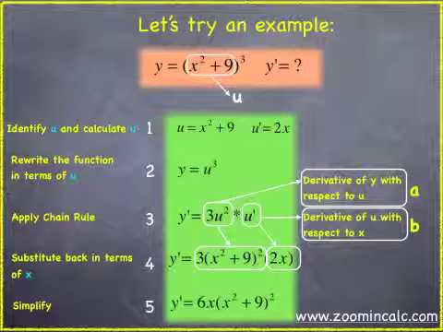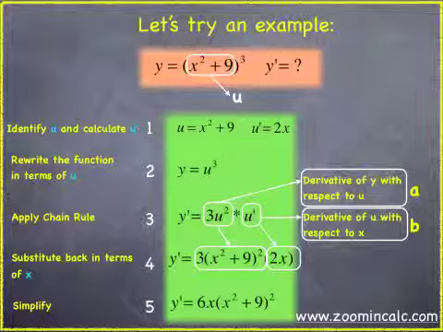So our u is x squared plus 9. Now the minute you know what u is, I suggest you calculate u prime right away. U prime is just the derivative of u. And in our case, the derivative of x squared plus 9 using basic power rule would give you 2x. In step 2, we're going to actually rewrite our function now. So if we replace x squared plus 9 with u, our function now looks like u cubed. And u cubed is certainly a lot simpler than what we originally started with.